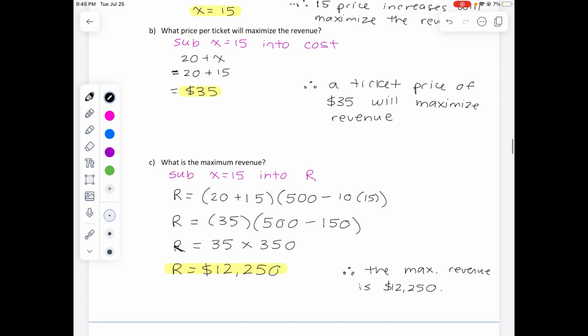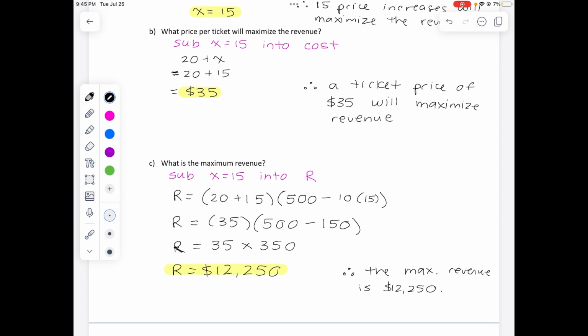Okay, so your axis of symmetry is x equals 15, that's the x value of the vertex, and 12,250 is the y value of the vertex. Like I said, it might seem a little bit weird the first time you see this example because you've never seen anything like this, but the way you set it up is always the same.